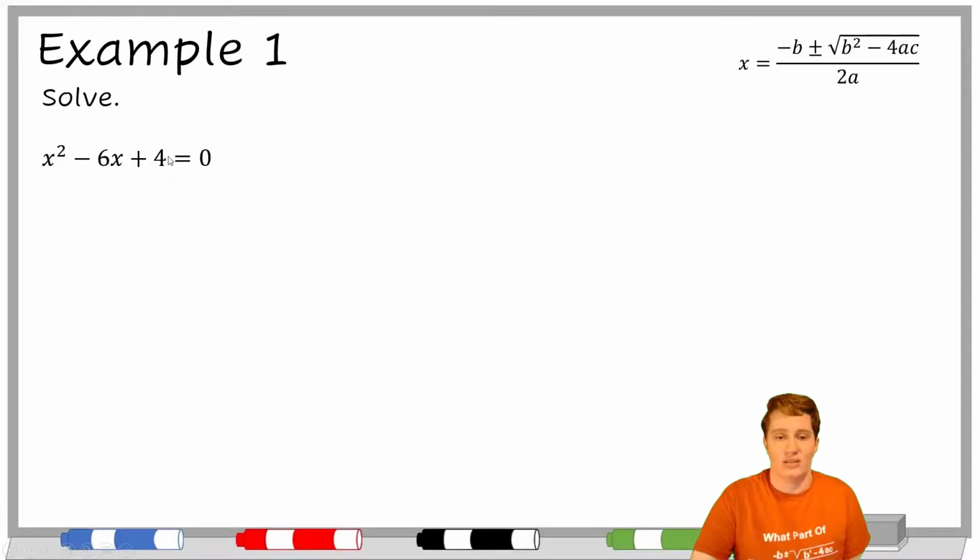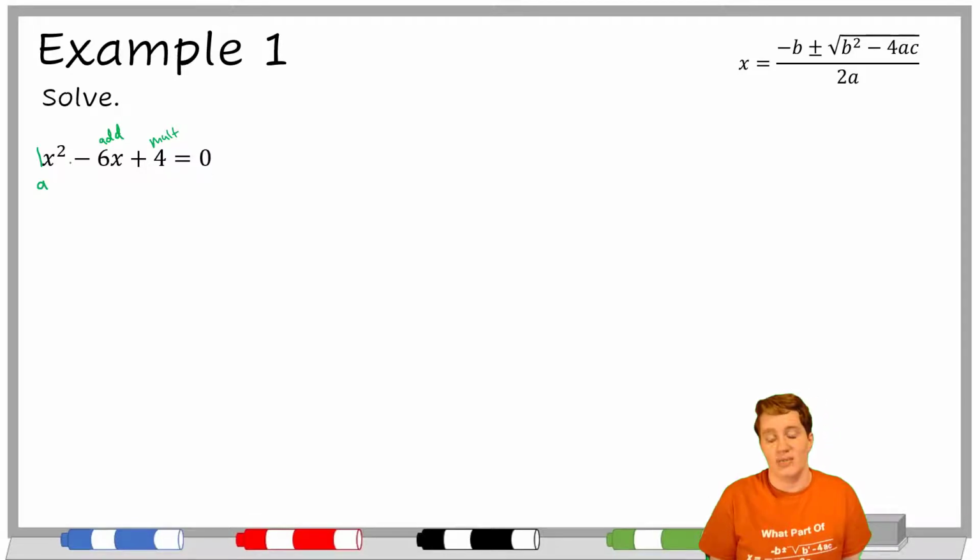Can I factor this? So since there's not anything in front of x squared, we don't have to do something fancy like slide and divide or the box method. We just need to think, is there something that multiplies to get 4 that adds to get negative 6? And the answer to that is no, there's not. So right off the bat here, actually, we're going to use the quadratic formula.